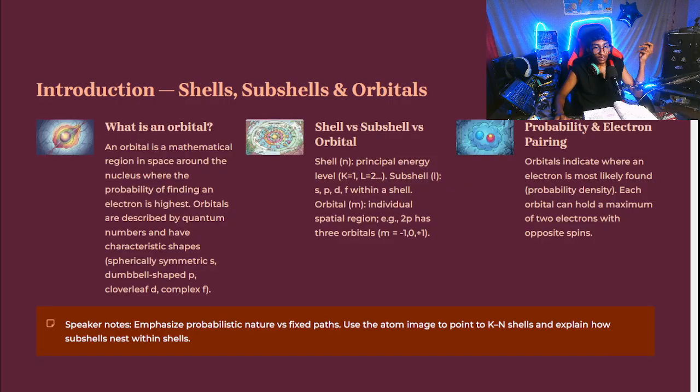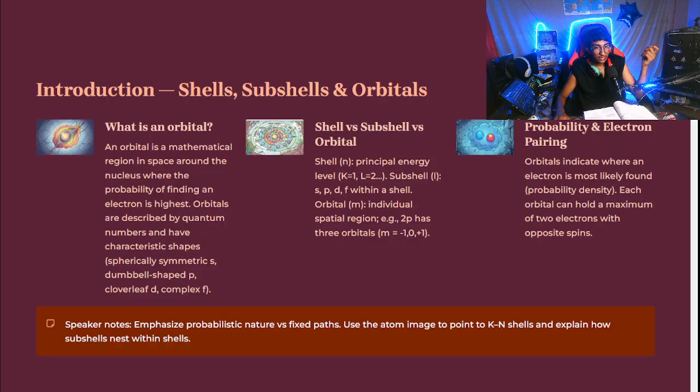Now, often we get confused between shells, subshells, and orbitals. Let's understand the difference. The shells are represented by K, L, M or N, or numerically as n equal to 1, 2, 3 and 4. Inside every shell, there are one or more subshells. These subshells are represented by the letters s, p, d and f. Finally, each subshell contains one or more orbitals. So, the hierarchy is very simple. Shell, subshell, then orbital. Here you can see the actual definitions of all three.